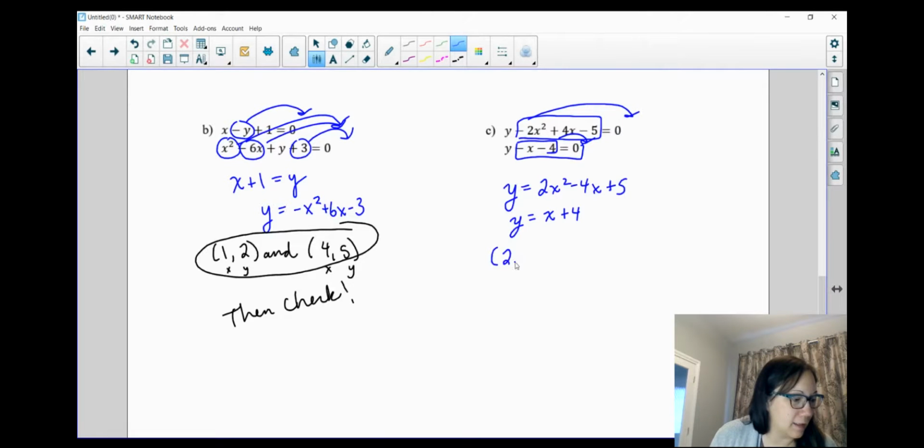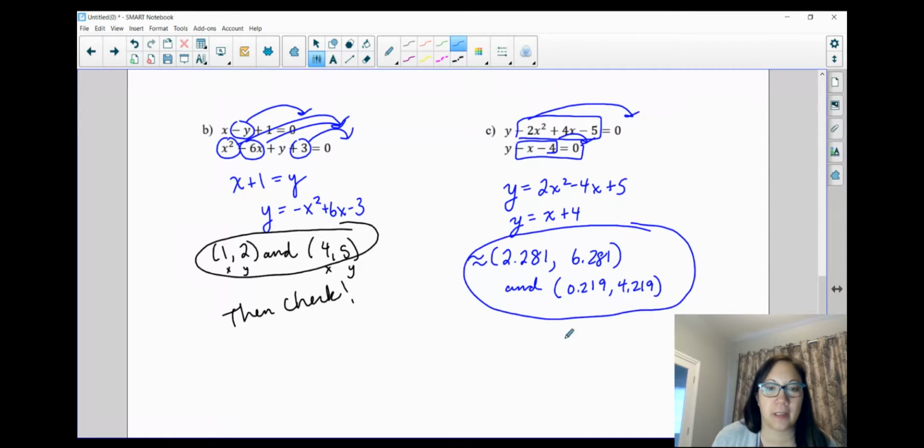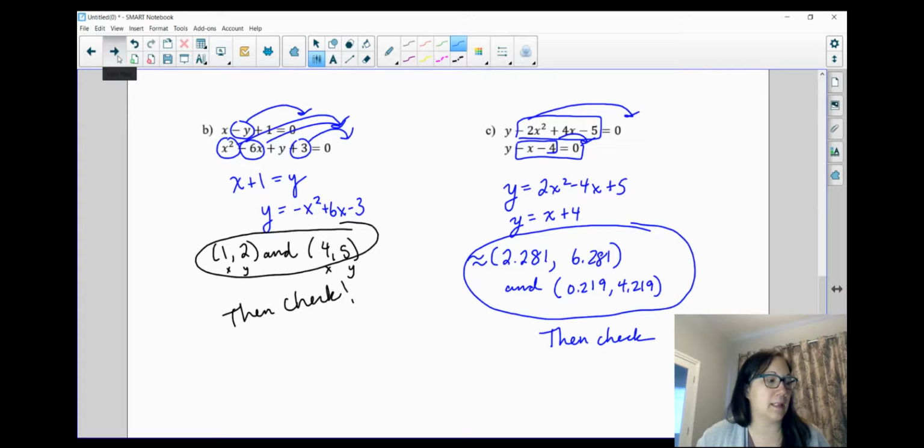And we got (2.281, 6.281). So that was approximately one of the locations. And the other one was (0.219, 4.219). So not the best, most confident answers that we're giving here. And then can you imagine checking those? That would be a nightmare. So this is one of the downfalls of solving by graphing, is that you do not always get the exact right answers. These look like they've been rounded off.